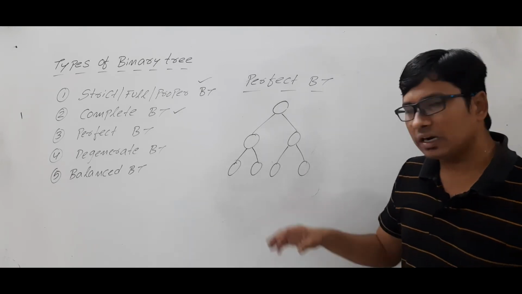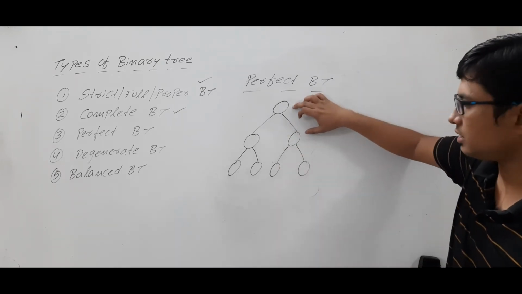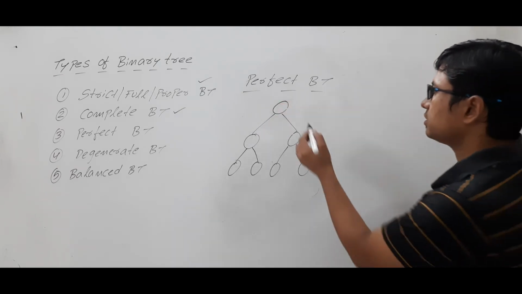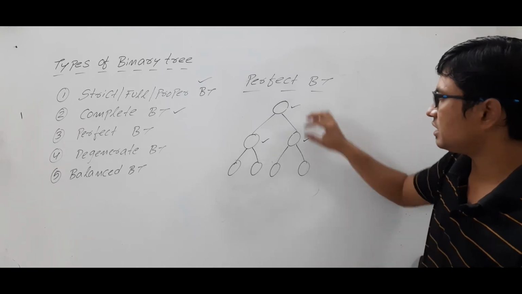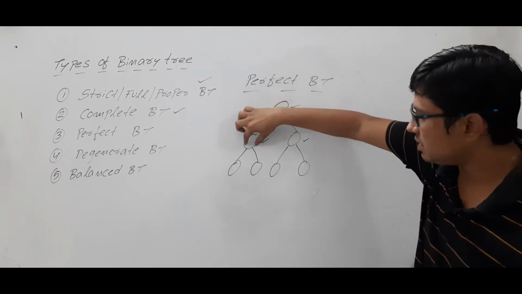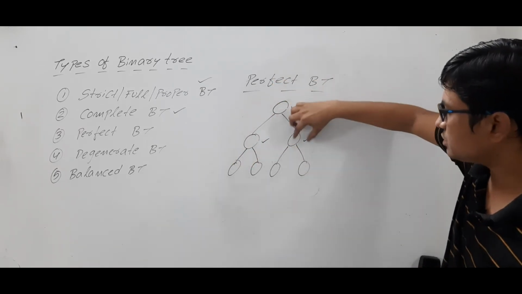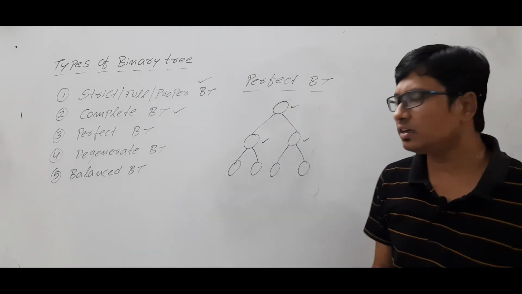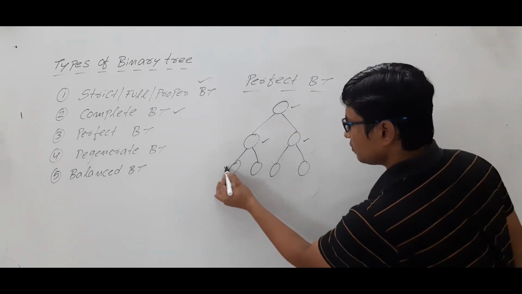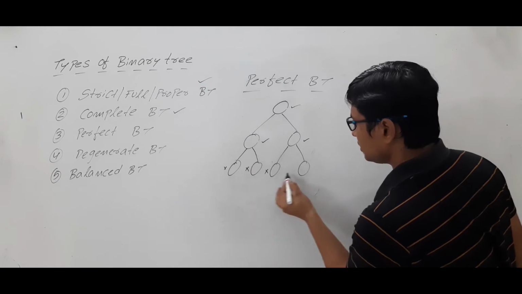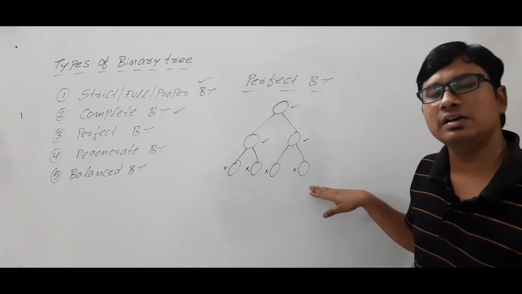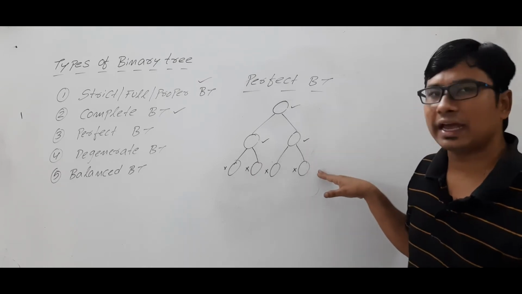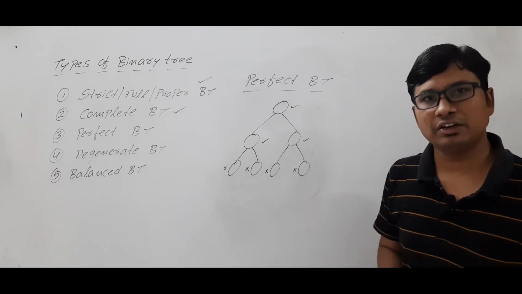Look at what the internal nodes are. This is an internal node. This one and this one are internal nodes. All the internal nodes have two children. This one has two children, this one has two children, this one has two children. What are the leaf nodes? This one is a leaf node, this one is a leaf, this one, this one. If you look, all the leaf nodes are at the same level. Now this one I can call a perfect binary tree.